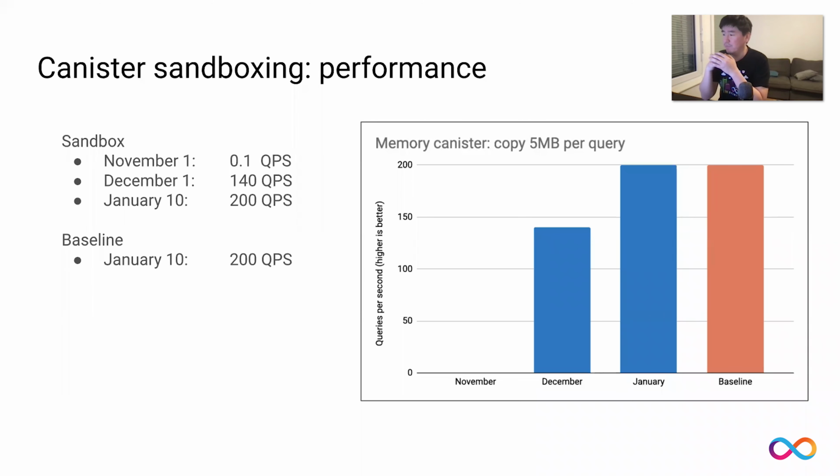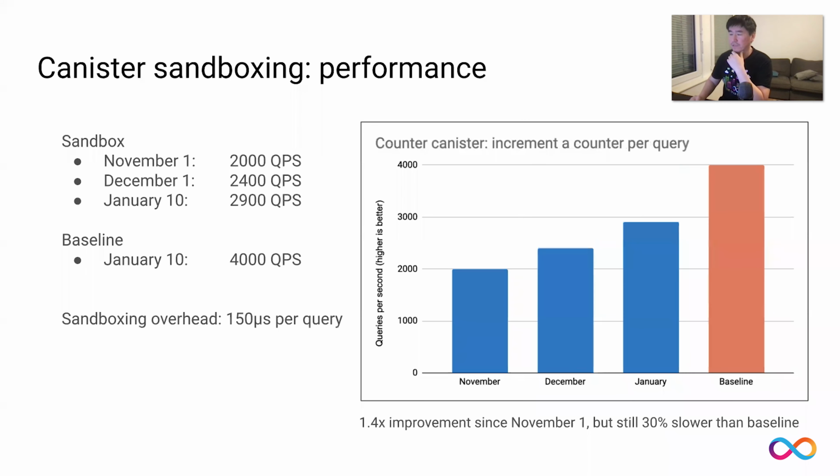Then in December, we implemented the initial version of shared memory, and that gave us a huge boost in performance, but there was still a gap. And in January, we iterated on that and implemented more optimizations. And by now, the performance on queries, or requests that do a non-trivial amount of work, looks good. We also have another benchmark, which we call the counter canister.